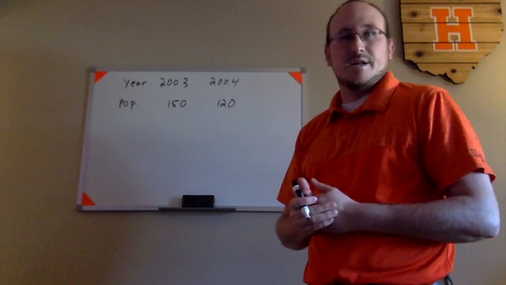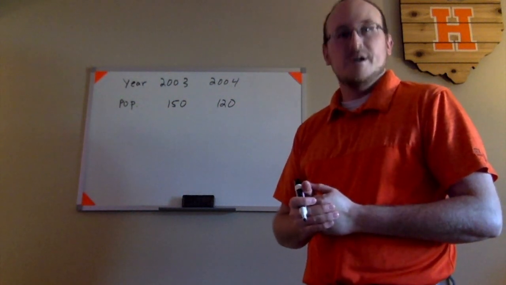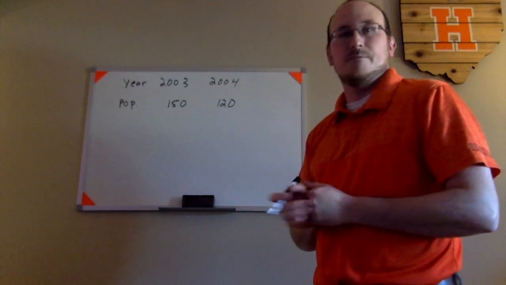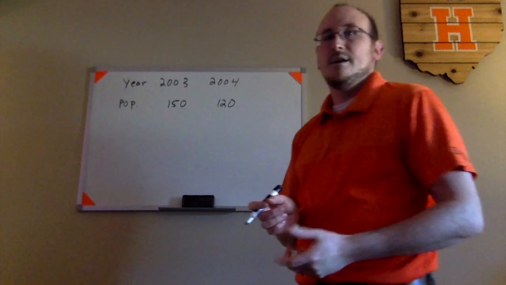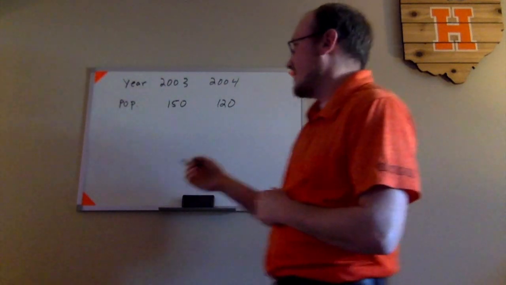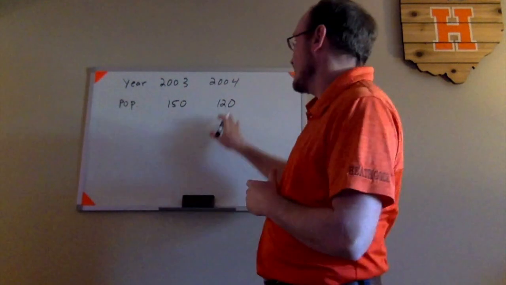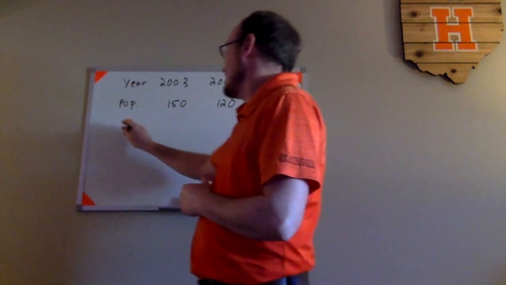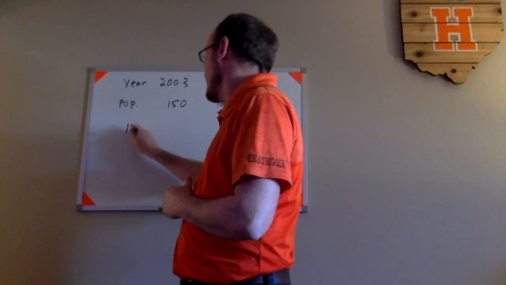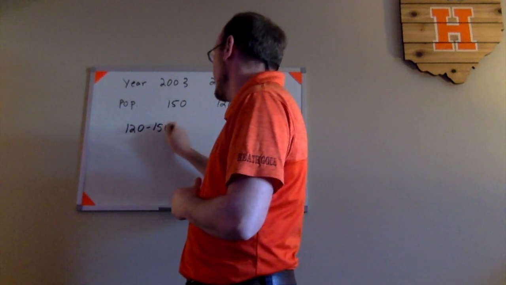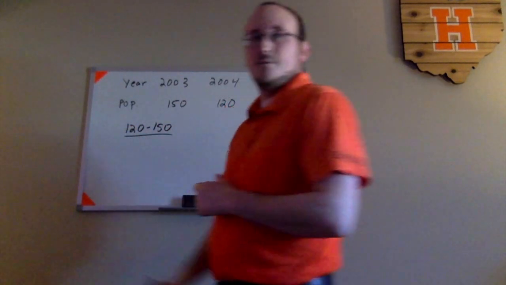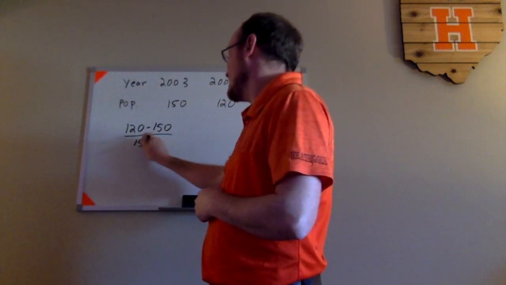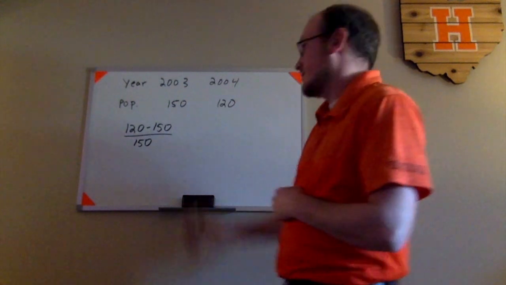It wants us to write an exponential function to model this scenario, and then it wants us to use our function to figure out the population of this endangered animal in the year 2014. So the first thing we're going to do to figure out that percent is take the most recent value that we have and subtract the year before that. So we're going to do 120 minus 150, and we want to know the percentage out of the total that decreased, and the total was 150 to start with.